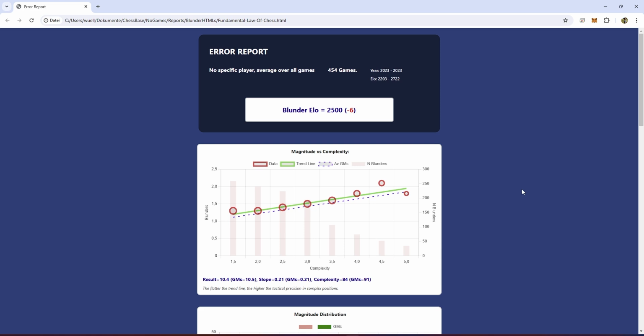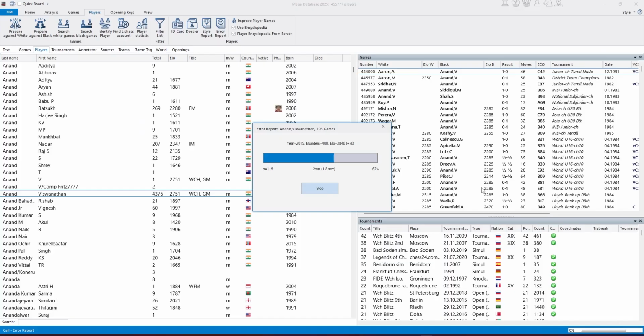They also are able to calculate so precisely that they just get to the bottom of sharp and complex positions, so their blunder size doesn't increase. Okay, let's go back to Anand after discovering this fundamental law of chess here in ChessBase 18. Let's see how the report generation is doing. Oh, it still takes a couple of minutes, but let me explain some technical things, what's happening here.